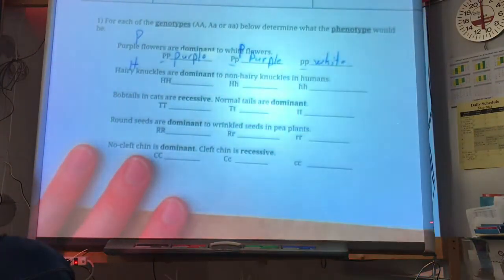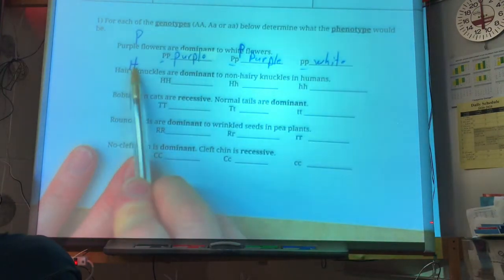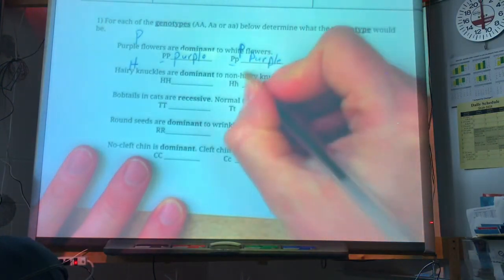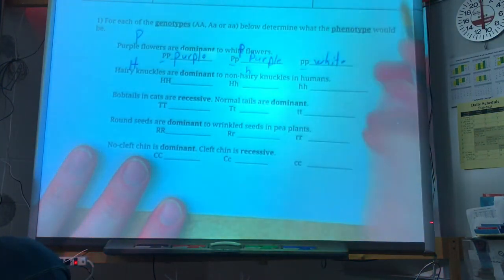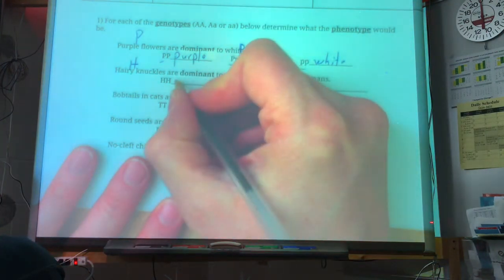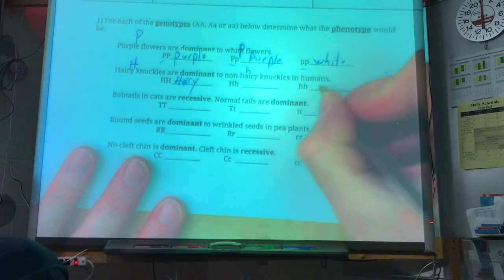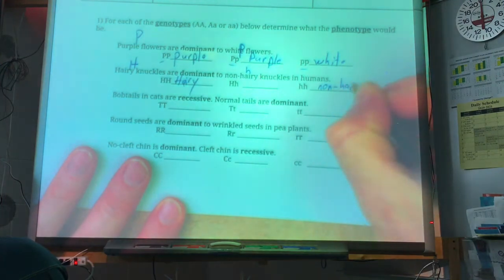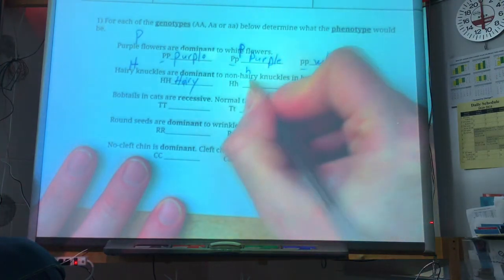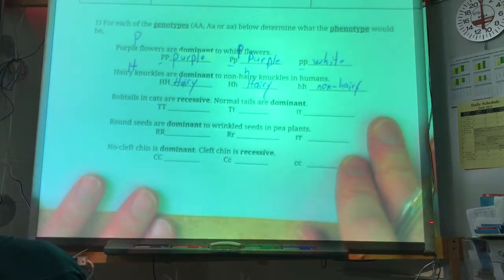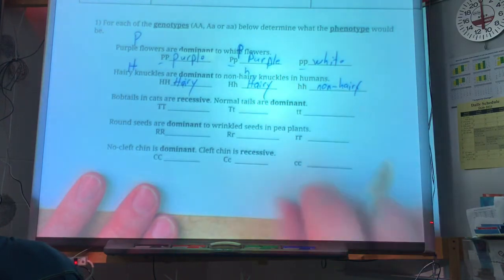If hairy knuckles are dominant, I'm going to use a big H because it's the dominant trait, and non-hairy knuckles are recessive, therefore that's going to be a lowercase h. Big H is going to be hairy or not hairy? Hairy knuckles. What about little h? Non-hairy. And what about a big H and a little h? We're going to see hairy because hairy dominates over non-hairy. I change the order on you.